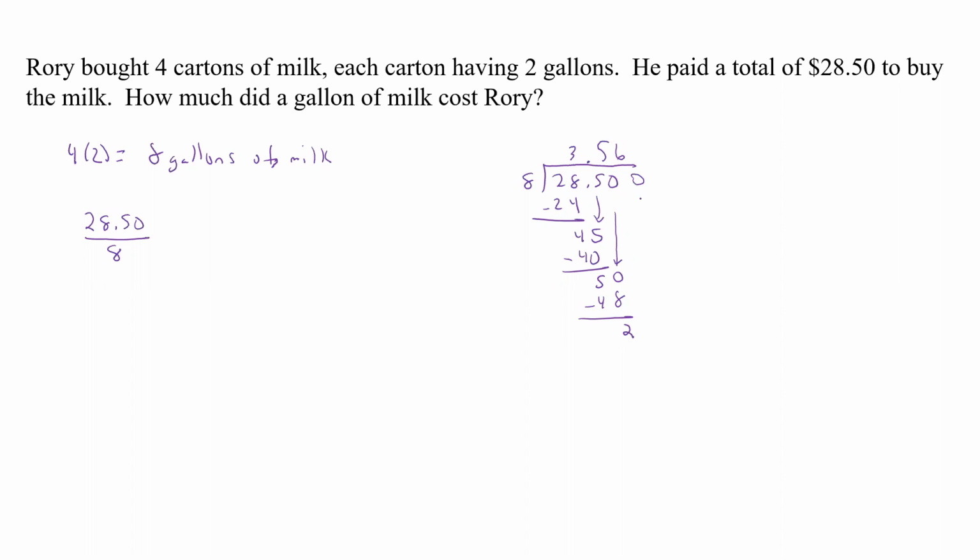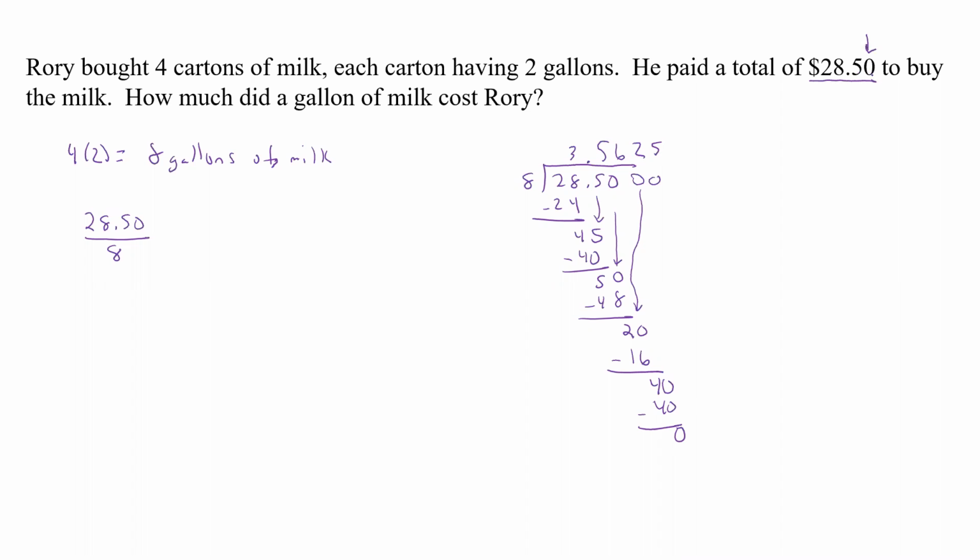Now we add a 0, so we bring that down. And so 8 times 2 will be 16. And subtract that off, so that's going to give us a 4. Add another 0, bring that down. And so 8 times 5, that will give us 40. Subtract that, we get 0. So now we get 3.5625. But when we look at prices, we only go to the cents.